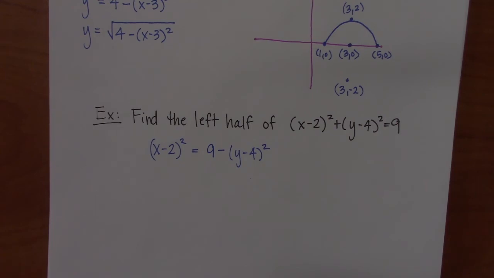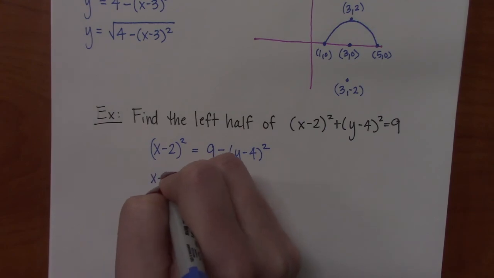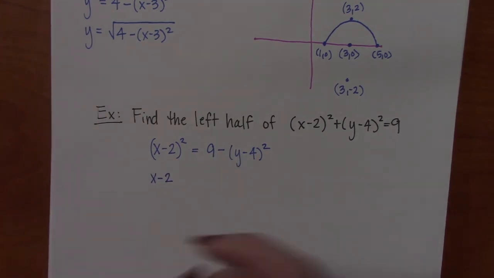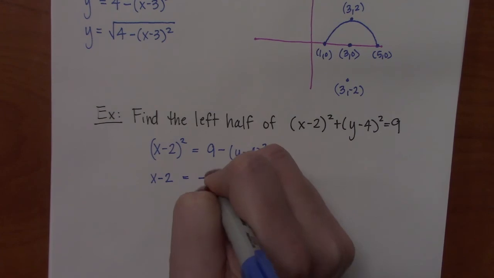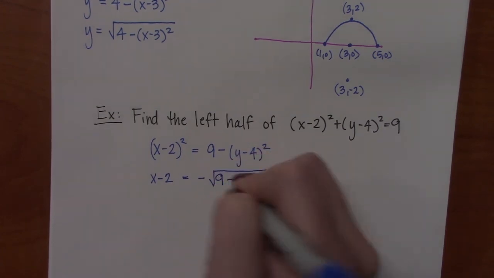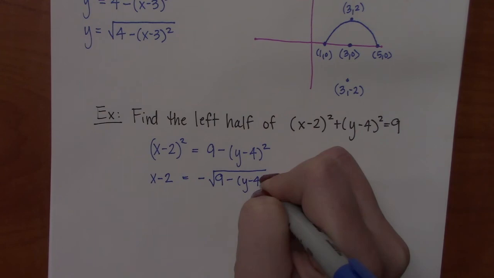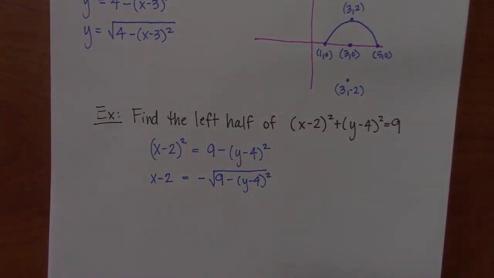There's no need to FOIL this out, because if you FOIL this out, algebraically, it's going to get you nowhere. It's going to get you an x squared term and then another term with an x, and that's going to be really hard to do. So if we want to get x by itself, we just take the square root of both sides. But do we take the negative square root, or do we keep the positive square root? Negative, because we want the left side of the circle, right? If we wanted the right side, we would keep the positive square root. So the square root of x minus 2 squared is just x minus 2. But now the right side of this equation is negative square root of 9 minus y minus 4 squared. So then, to solve for x, we just add 2 to both sides.